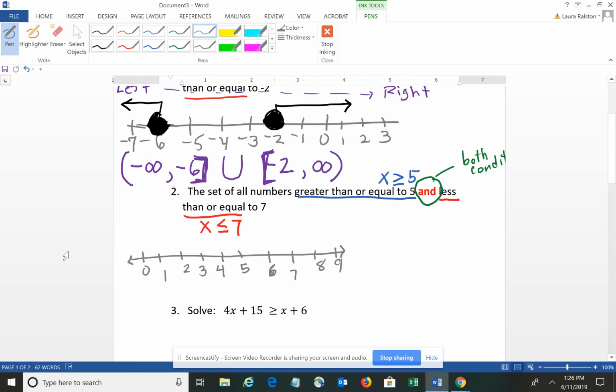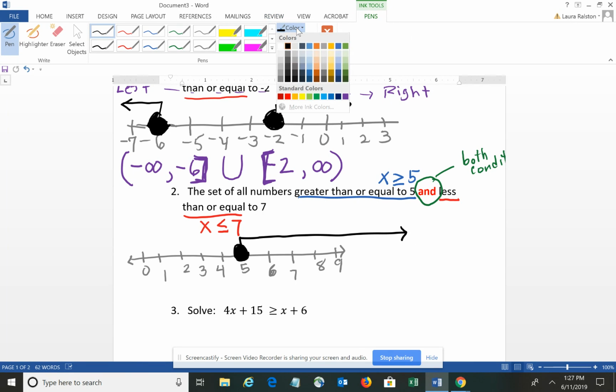Okay, here's my number line. So we start at greater than or equal to 5. So we're going to put a circle at 5. And again, it can be colored in because it is equal to. We're going to go greater than, which points to the right.